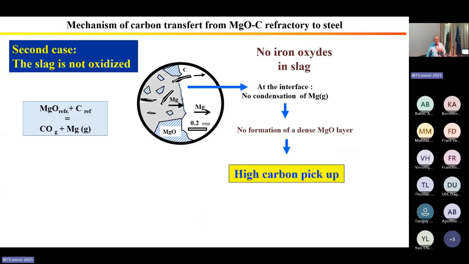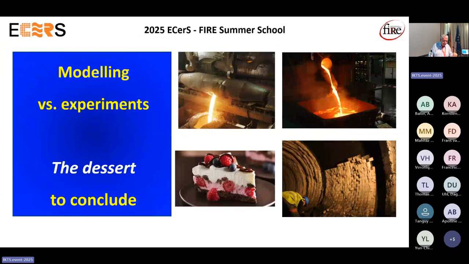Second situation, the slag is not really oxidized. That means that we have no iron oxide in the slag. At the interface, we have no condensation of the magnesium vapor. We have no formation of a dense layer of magnesia, and we have a high carbon pickup.